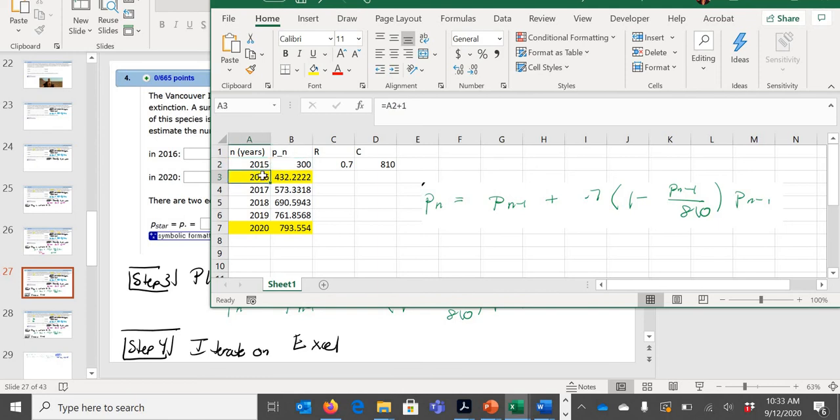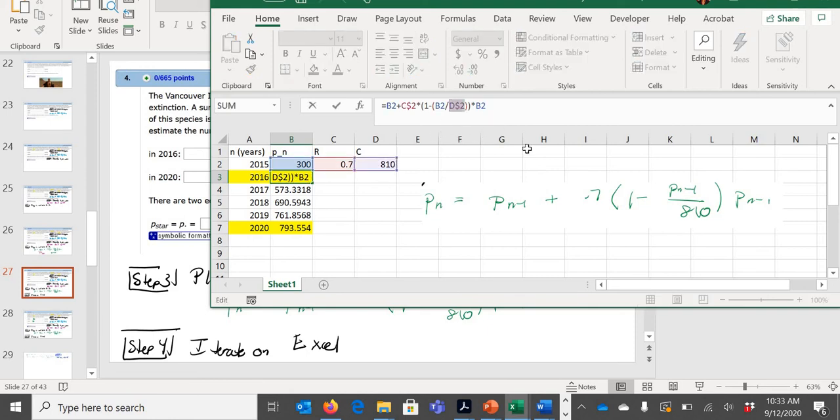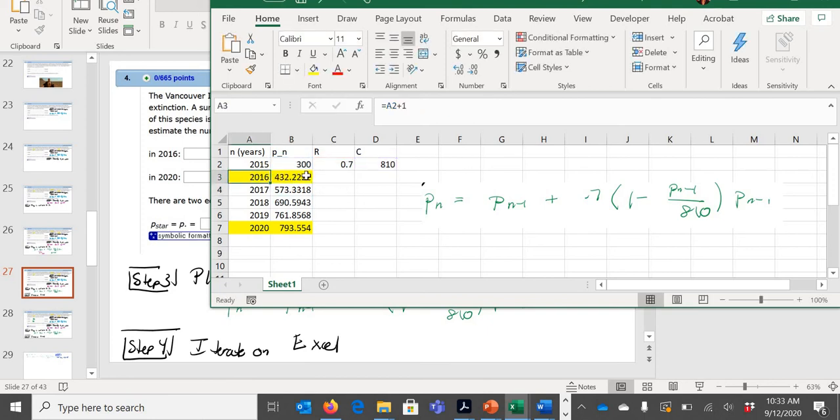And then I do the same thing as I did before. I do A2 plus 1 to get the next year. And over here, I'm going to have something a little bit different. Wherever I have Pn minus 1 here, I'm going to replace it with B2 because B2 is my previous step. And wherever I have the R, I'm going to put $D$2 because that's where R lives. And wherever I have C, the 810, I'm going to replace it with $E$2 because that's exactly where I have the value of C housed. And then I hit enter and I scroll these both down.